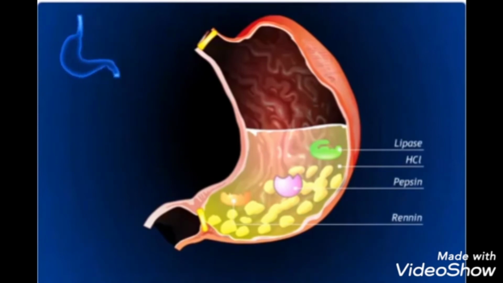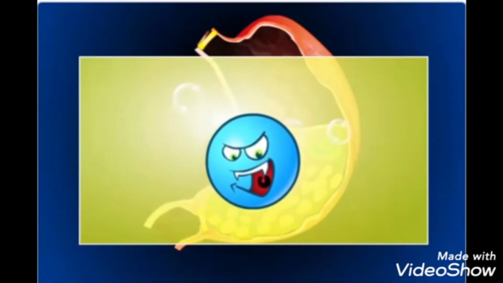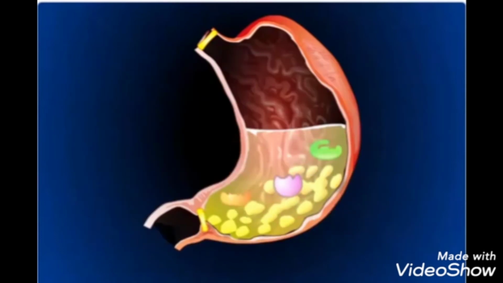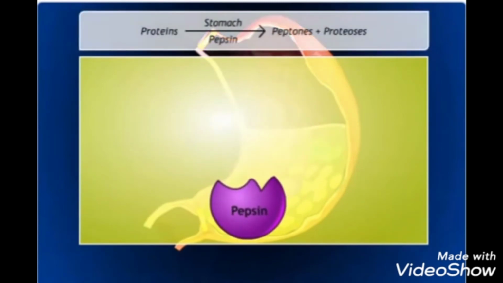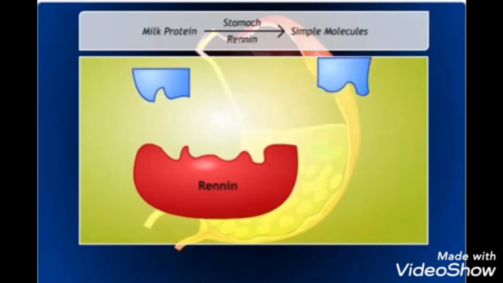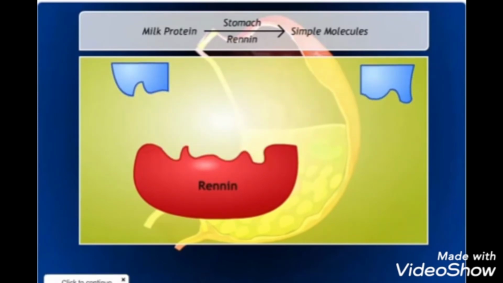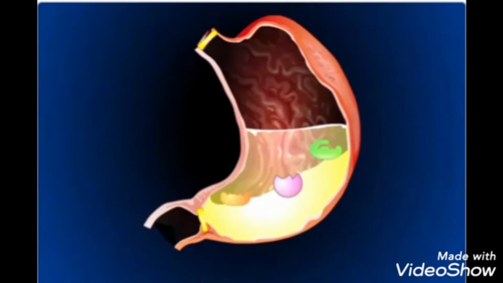Hydrochloric acid kills any germs that may enter along with the food. It also creates an acidic medium which activates the enzyme pepsin. Pepsin breaks down proteins into peptones and proteoses. Renin separates milk into liquid and solid portions. Lipase acts on fats and helps to break them down. This process continues till the food is churned into a thick liquid called chyme.